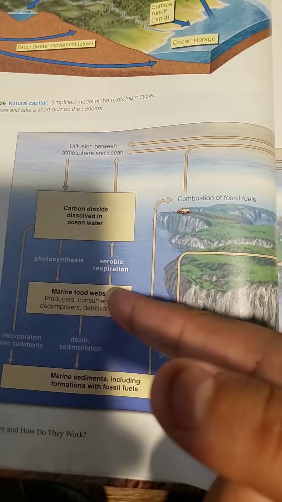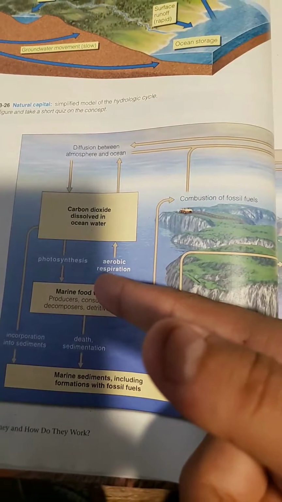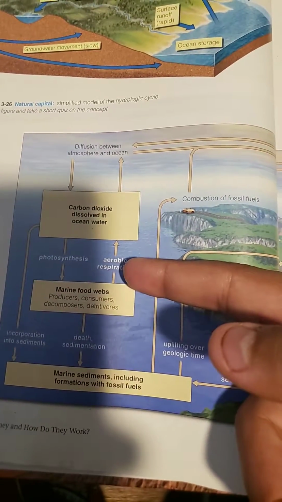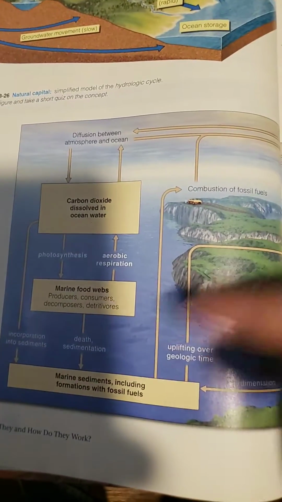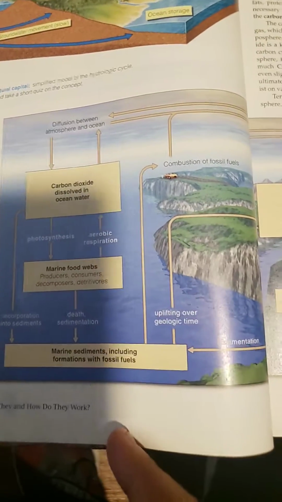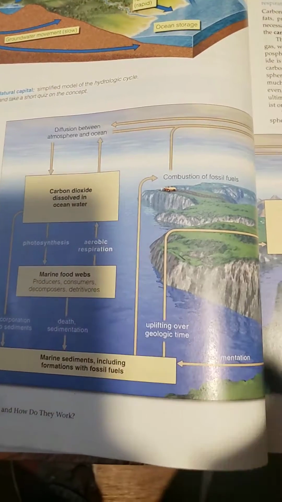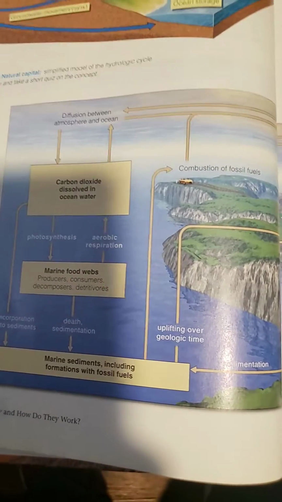That's consumed by plants and other mammals that are also in the ocean. They breathe out the CO2, creating that cycle all over again. The sediment, still the same thing. So when animals die, they go into the sediment. They create fossil fuels that create the gas and petroleum that we need for combustion, and the cycle runs over and over again.